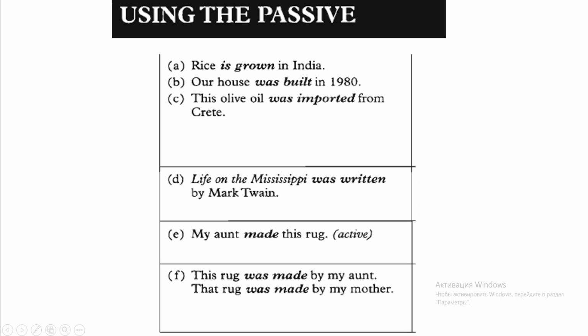Life on the Mississippi was written by Mark Twain. The by phrase is included only if it is important to know who performs an action, as here, where Mark Twain is important information.